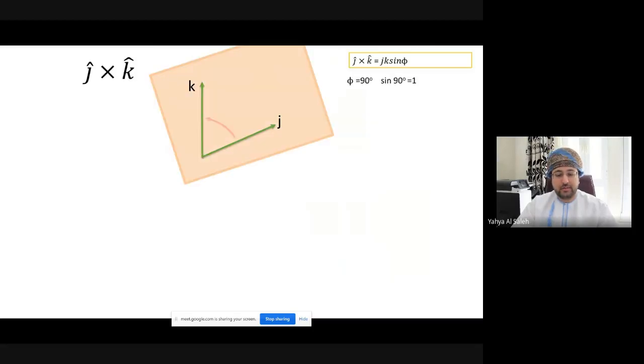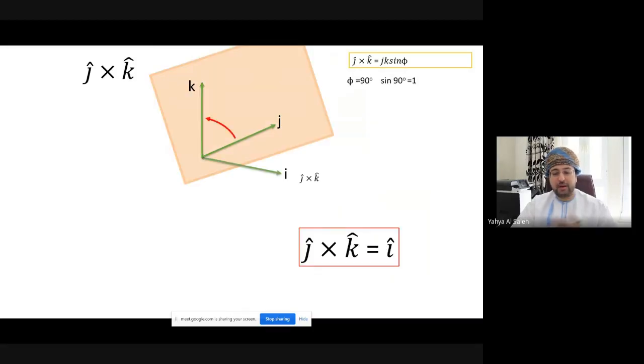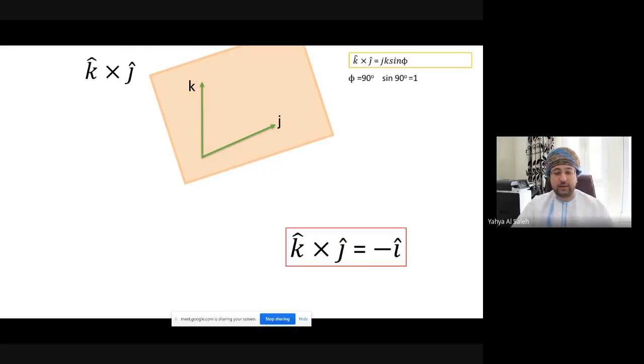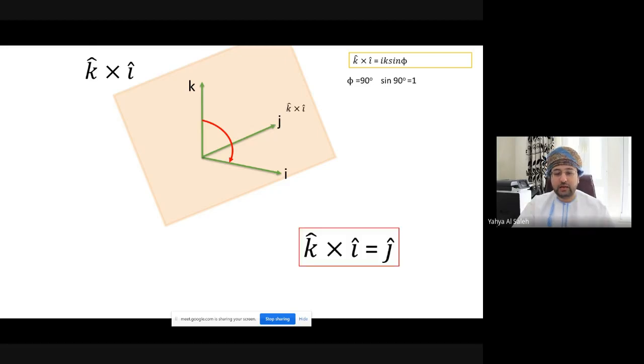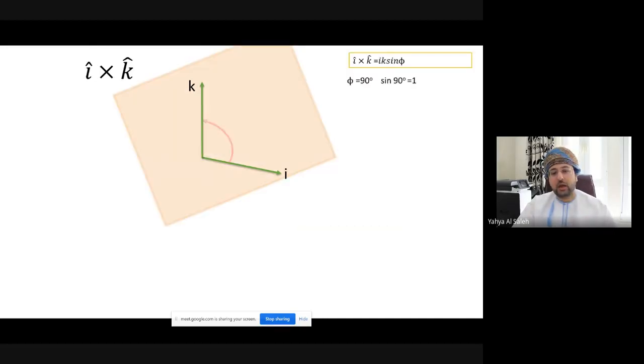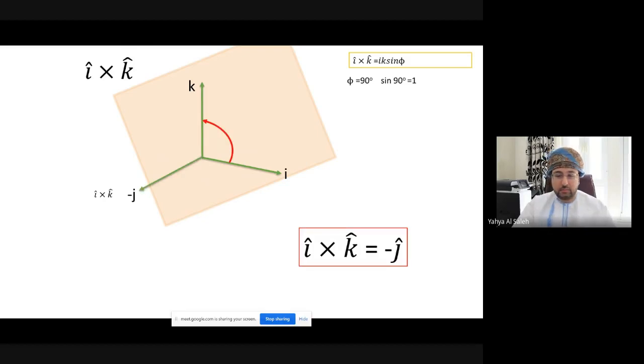Now I do the same again with JK. I get plus I. I'll do the same again with KJ. I will get minus I. I will do it again. Let's go the other way around: KI. I will get J. IK, I will get minus J. Now these are 6 rules.